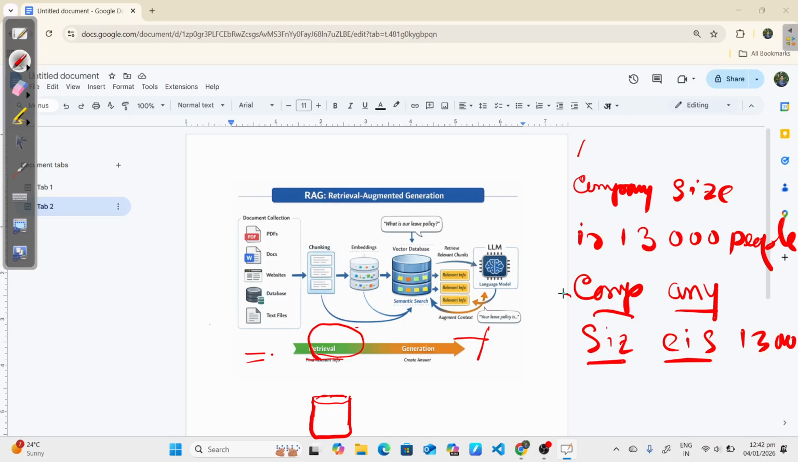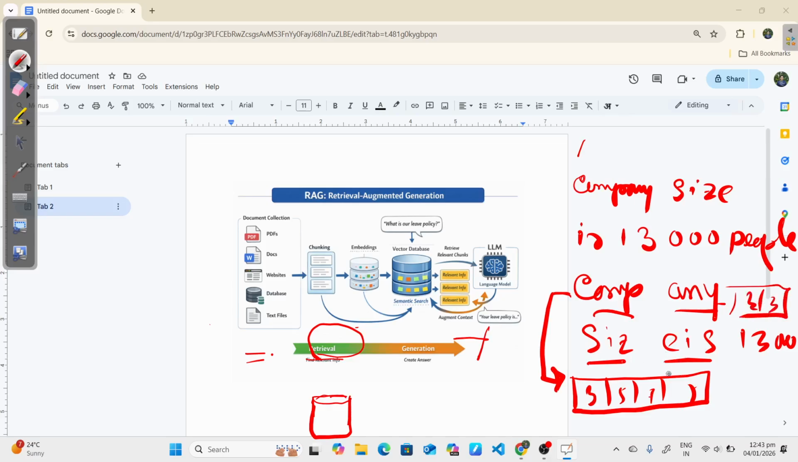Based on these chunked words, some numbers will be generated, which are called embedding numbers. Suppose company has the embedding numbers 3, 5, 7, 9, or size has some numbers like 2, 3, something like that. That is the process; this is converted to embeddings. Now these numbers get stored in the vector DB. Once the user makes a request, earlier we used to search the database using a key, but here we do what is called semantic search.